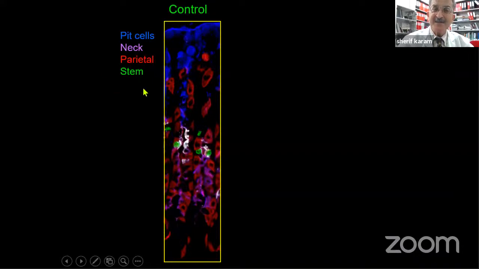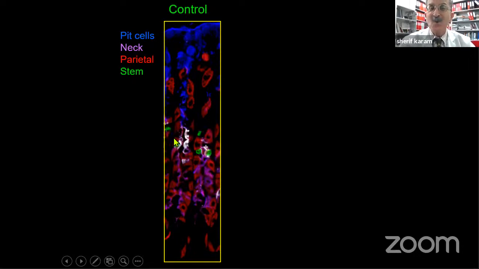And the stem cells, or the progenitor cells, are labeled with bromodeoxyuridine. Bromodeoxyuridine is an analog of thymidine, so it can be used as a marker to identify the dividing cells. So the dividing progenitor cells are found at the border between the pit cells and the neck cells, as I demonstrated earlier to you. So this is the area of the progenitor cells.